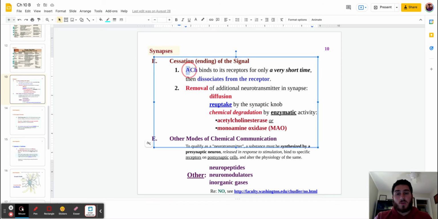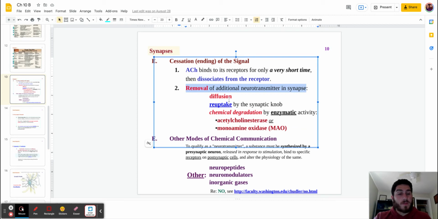Because we're talking about acetylcholine, it's important to keep in mind that, yes, we're going to be using it as an example, but there are different methods that you can use depending on the neurotransmitter. As we know, acetylcholine will bind to those receptors, and it's only going to be for a short period of time. After that, it will dissociate. It will release from the receptor. How do you remove these neurotransmitters from the synapse? There's a couple ways. The first one is diffusion.